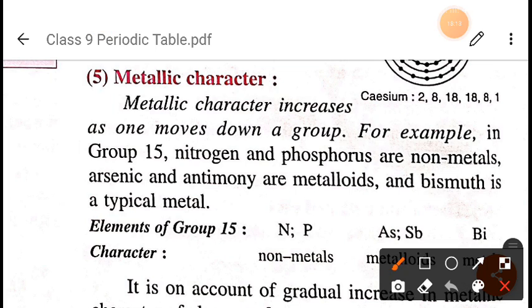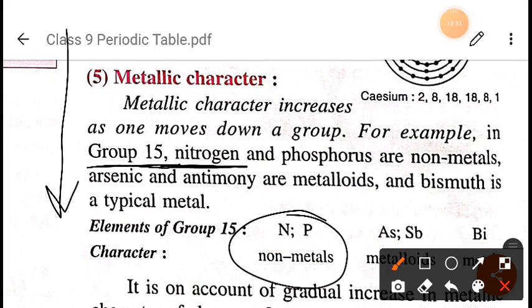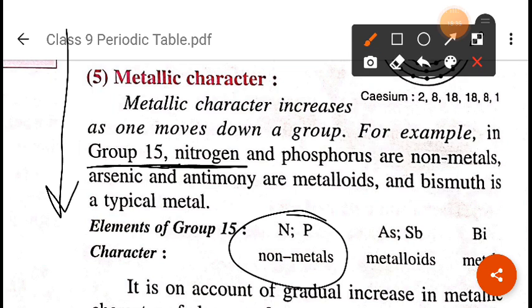It means that when we are moving down the group, the metallic character is increasing. As you can see, the example of group 15 is given. In group 15 you get five elements: nitrogen, phosphorus, arsenic, antimony, and bismuth. Here nitrogen and phosphorus are completely non-metals. After that, when we talk about arsenic and antimony, they are metalloids. It is a type of metalloid.